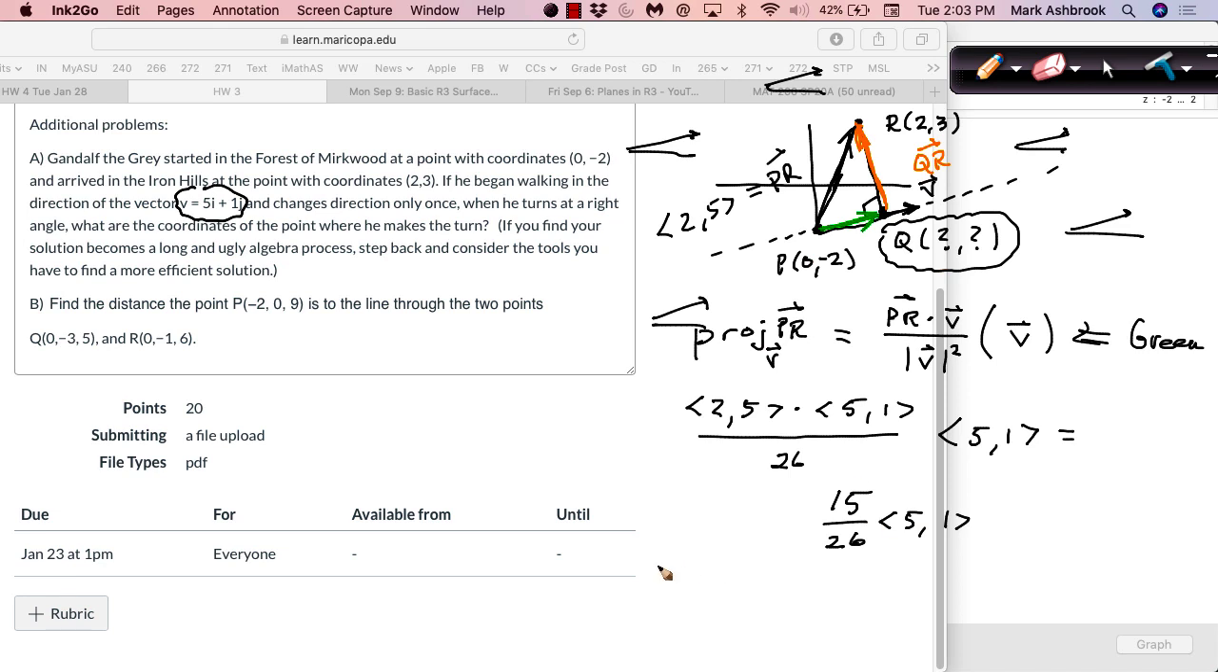So this is 10 over 26 plus 0, and then 15 over 26 plus -2, and that's going to be the point Q. Questions about this one?